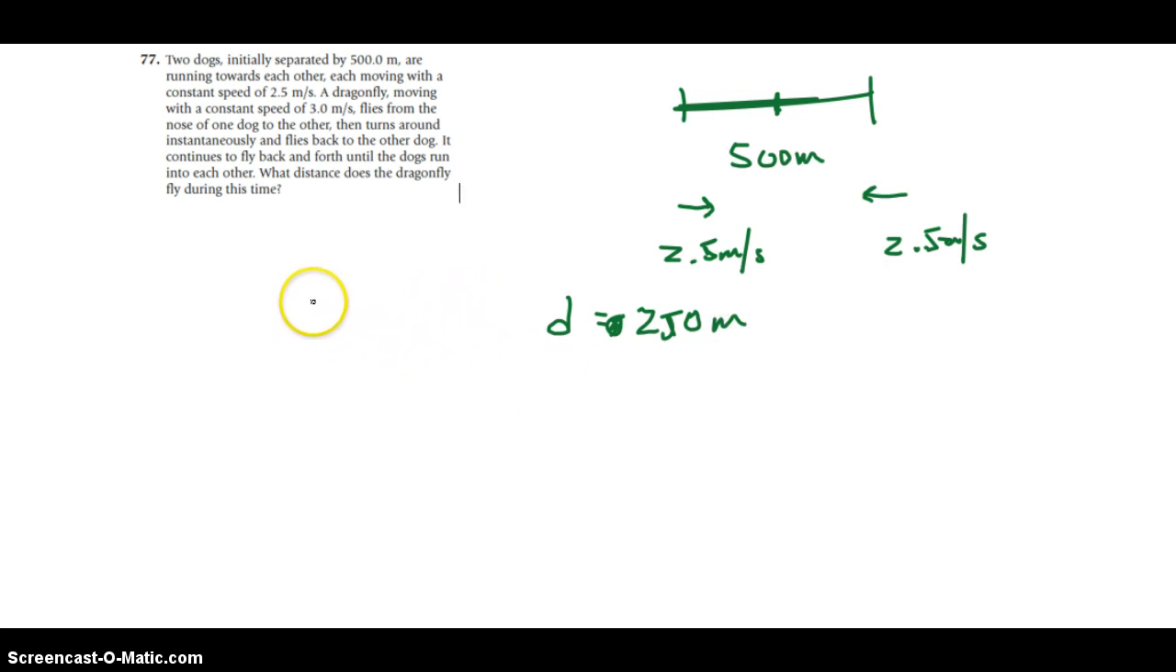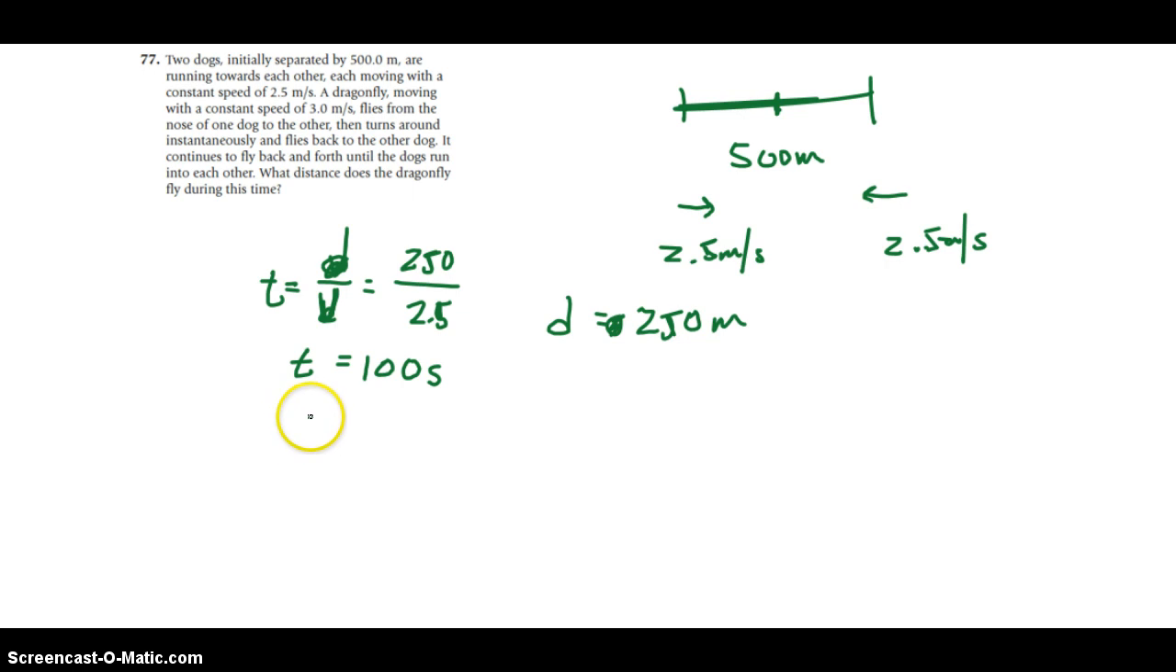So we know that to find the time, we're going to take the distance over the velocity, which is 250 over 2.5, and that time is going to end up being 100 seconds. That's when they meet. Now, that's also going to be the time the dragonfly is flying, because he's flying back and forth, back and forth until they run into each other.